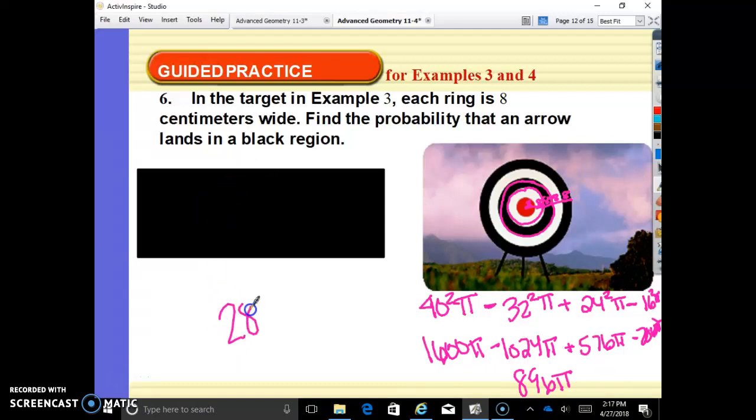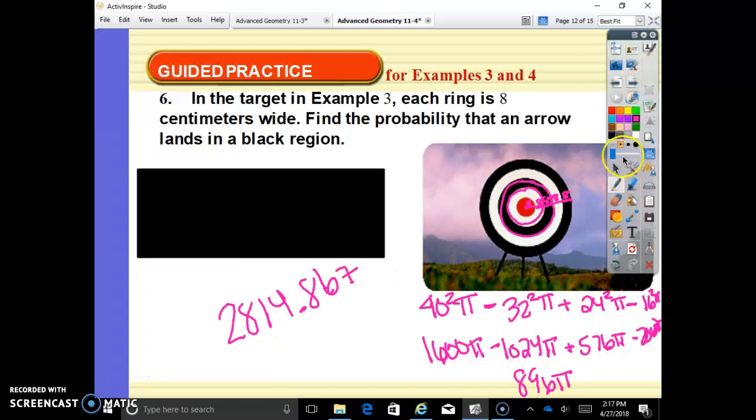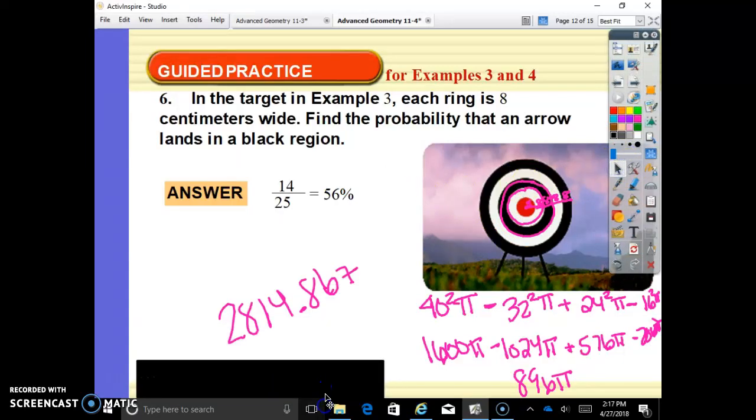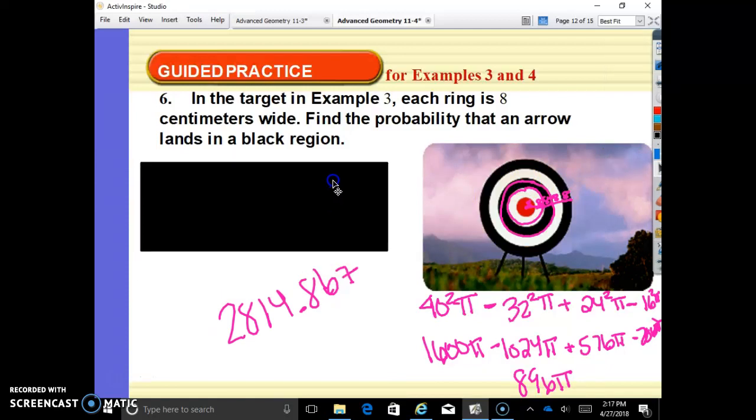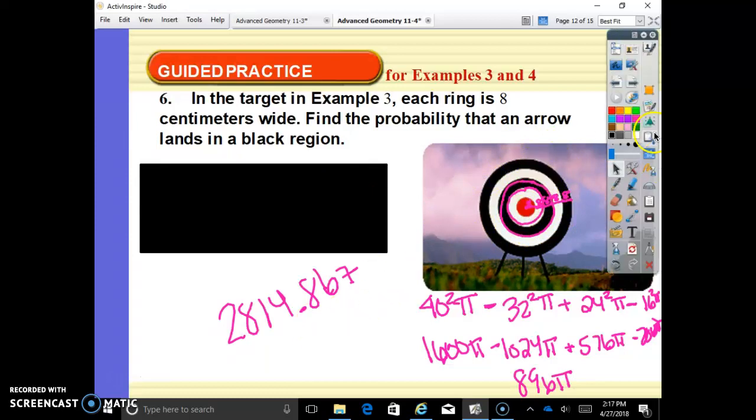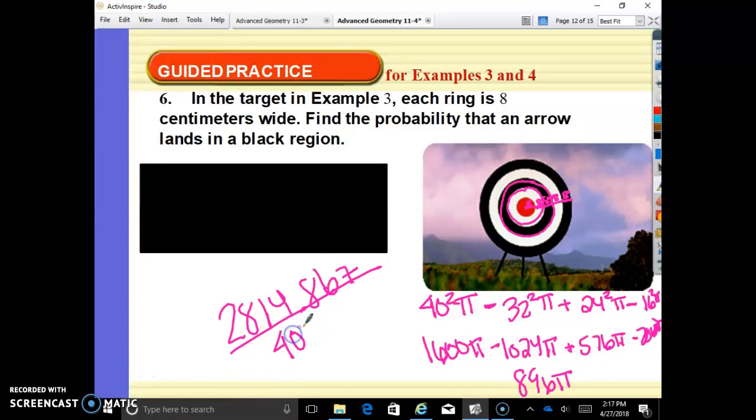Times the pi button, we're going to get approximately 2,814.9. Okay, so that is, oh, what was I doing though? Sorry. That's the area of the black. That's what we want. So I'm going to store this in 1. And that's out of everything. So divide that by the total large circle, the entire thing, which is 1,600 pi. So take that, divided by parentheses, 1,600 times pi, parentheses, equals, and we get 0.56.